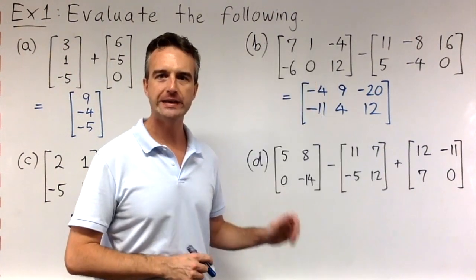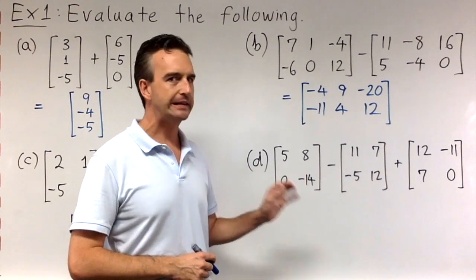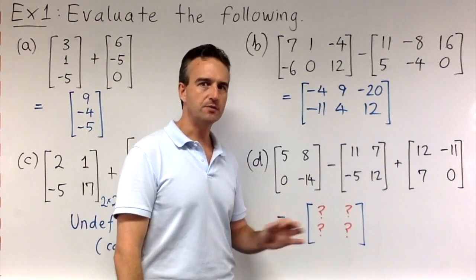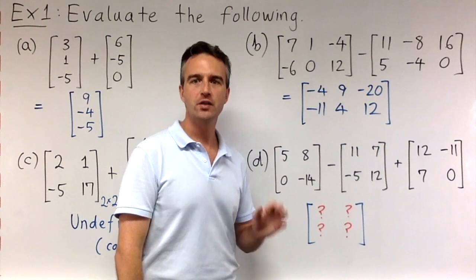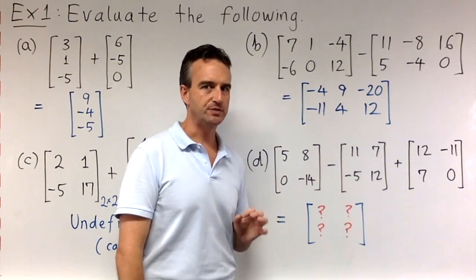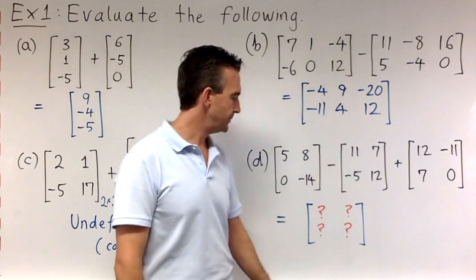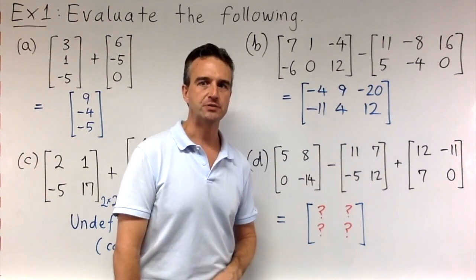And our fourth example, we have 3 matrices here, getting even trickier. This question involves addition and subtraction of 3 2 by 2 square matrices. So our final answer is going to be a simple 2 by 2 square matrix as well.